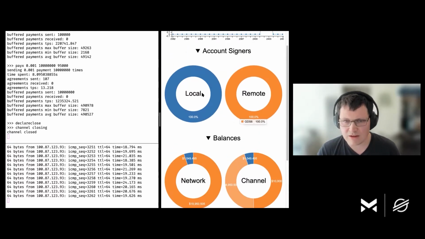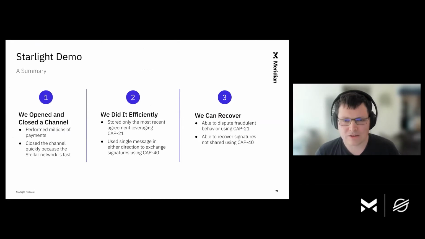So at the top, both of our Stellar accounts, we have full control over again. So we're no longer jointly controlling them. So fantastic. The payment channel worked. So we opened the channel. We performed millions of payments really quickly. And we're able to close the channel quickly as well. And we were able to do that efficiently.